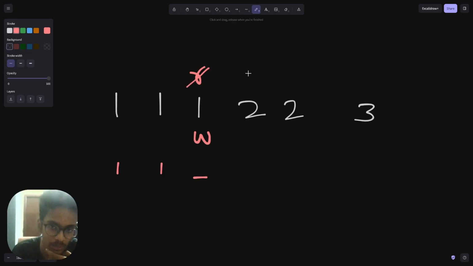Now let's read the next element. Okay, the read pointer got updated. Now we are reading the next element. 2 is not equal to the element at write minus k. Write is this, write minus k is this. 2 is not equal to the element at write minus k. That means 2 should be written here. Next.